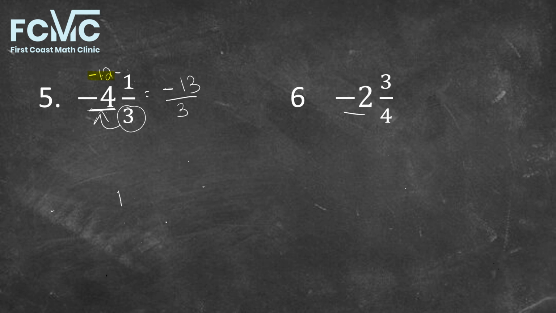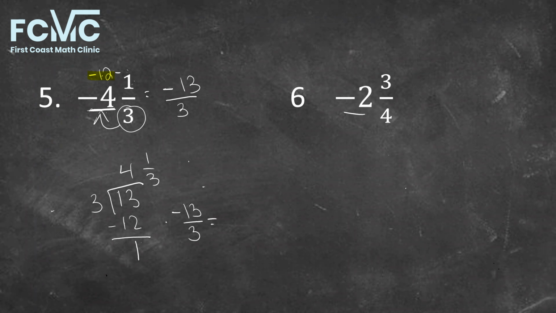Now, if we do the division, converting this back to a mixed number, and I'm going to get rid of the negative just for simplicity's sake. 13 divided by 3 is 4. We get 12. Subtract. We get 1. We get 4 and 1/3. And if we started with negative 13 over 3, we know that this would have to be the same sign. So this would be negative 4 and 1/3.